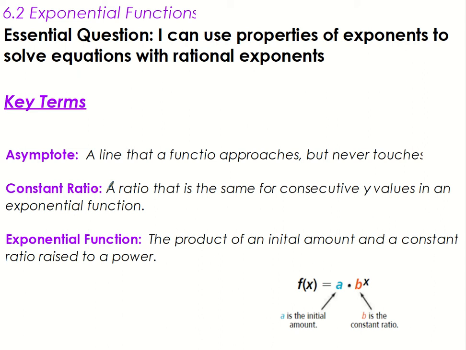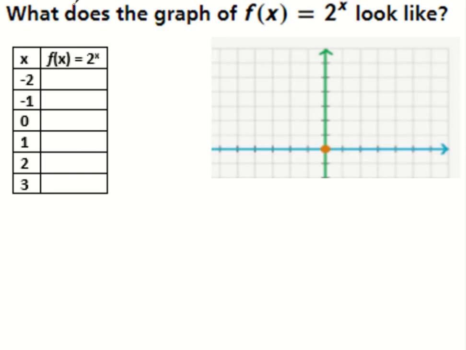Now, asymptote, that is a line that a function approaches but never touches. I will show you an example of that when we get to graphing our first one. Constant ratio, we'll get to that after our first example as well. And an exponential function is just what we're working on today. So here is your formula for exponential functions. And let's just start looking at examples right now because that helps me explain everything.